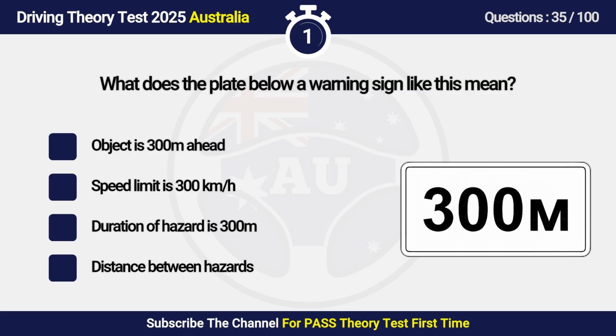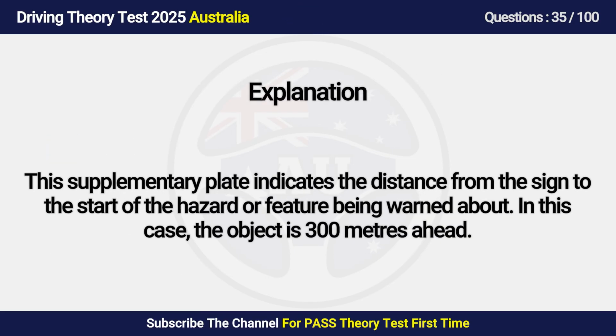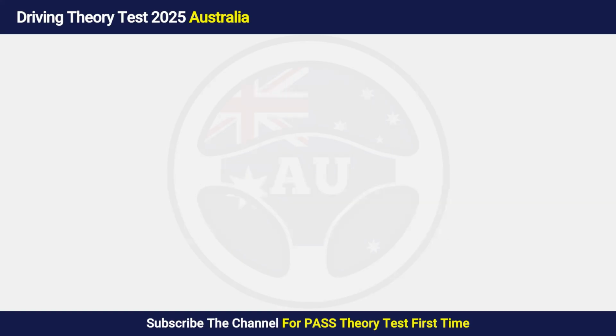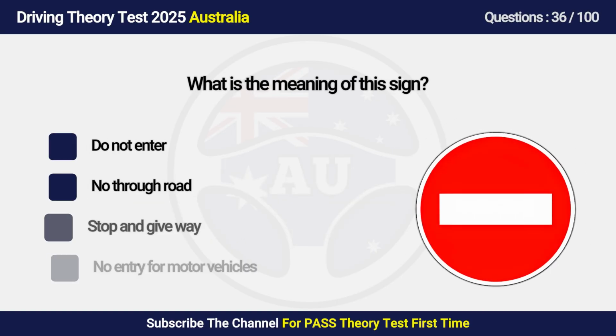Answer is A. Object is ahead. This supplementary plate indicates the distance from the sign to the start of the hazard or feature being warned about. In this case, the object is 300 meters ahead. Question 36. What is the meaning of this sign?